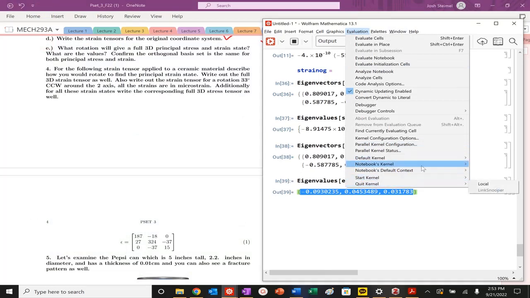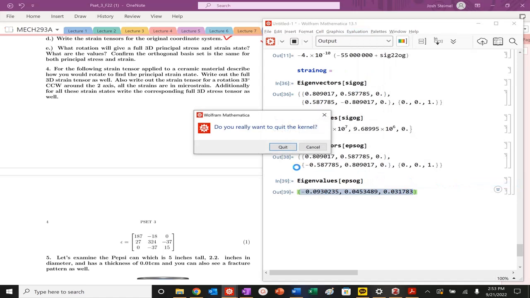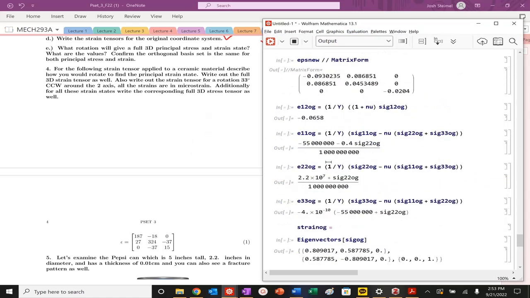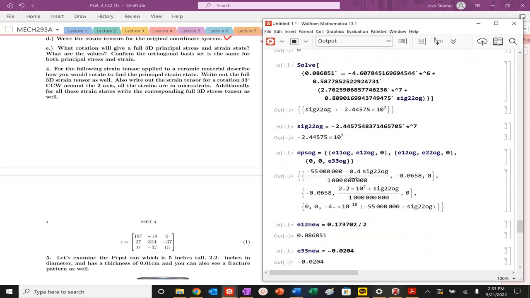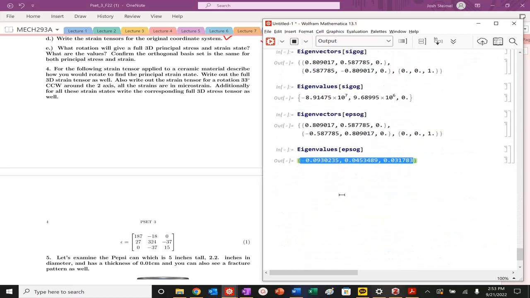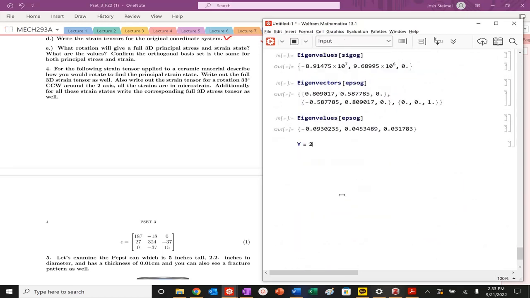So we can start to basically write out this problem. So let's keep that visible so we can look at it. And let's clear our kernel. And now we can start to get moving on this problem. We can pull out these values, or let's redefine it. So Y is equal to 300 times 10 to the 9th. Nu is equal to 0.2. And we could evaluate that.